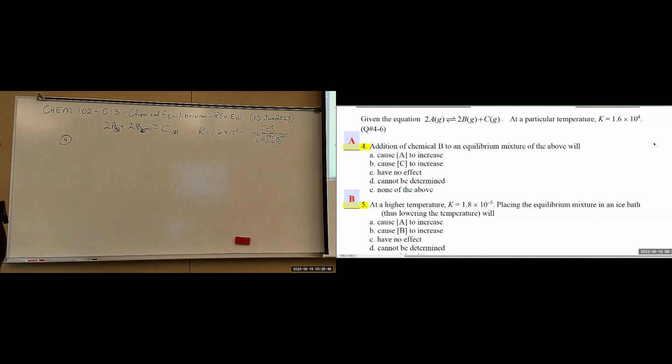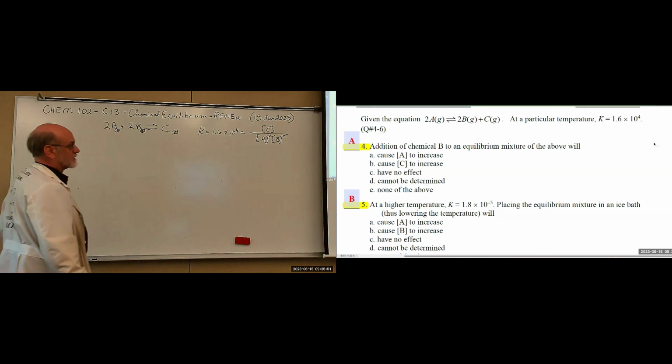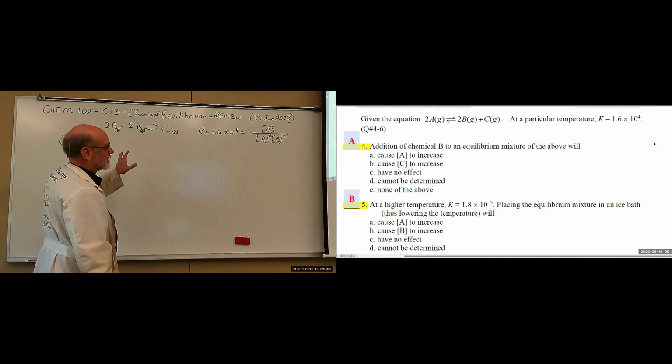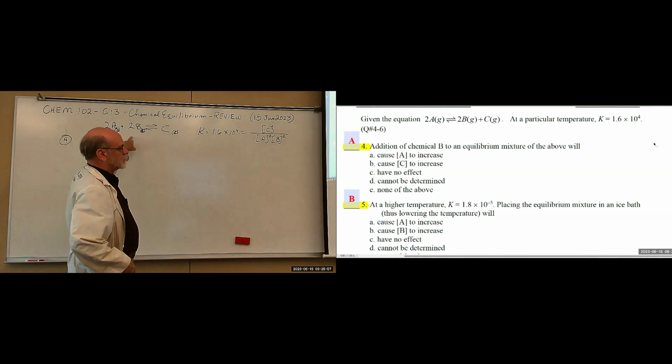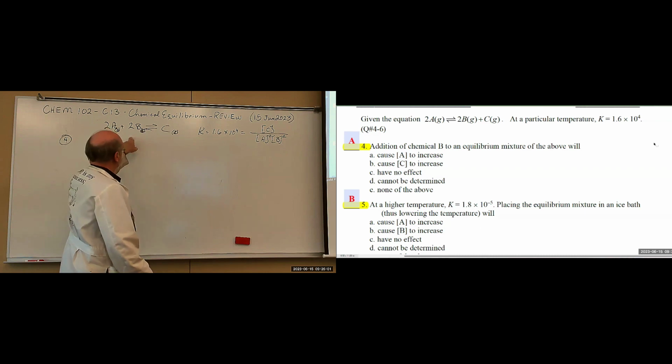Okay. Addition of B to the equilibrium mixture of the above will do what? If we add B, then it's going to consume some of the A and make more C. Right. So A is going to decrease.